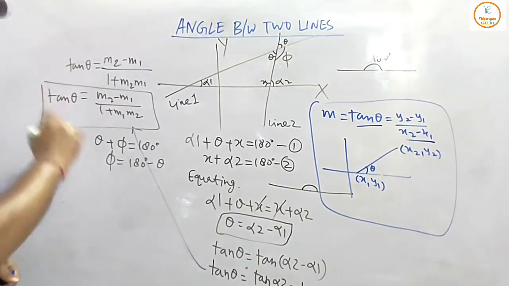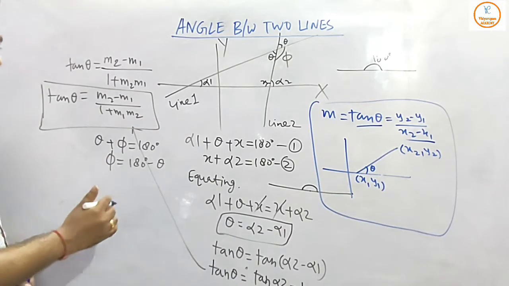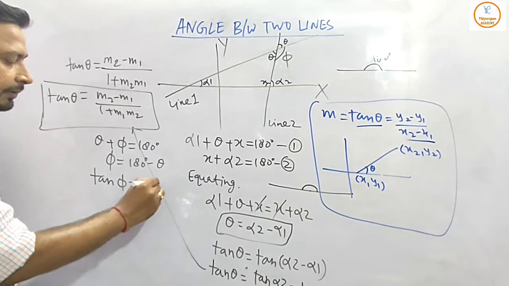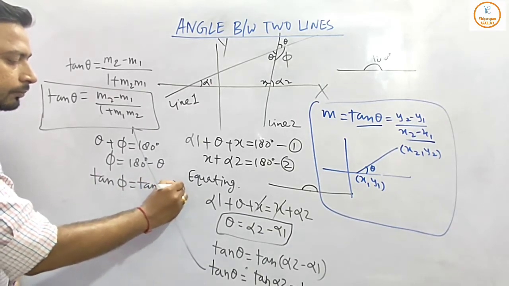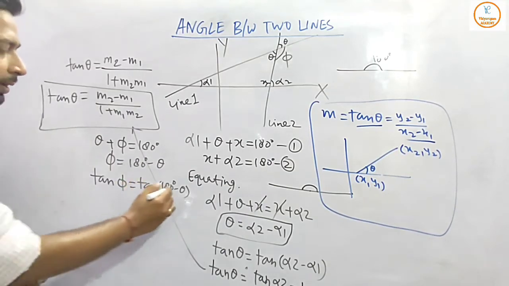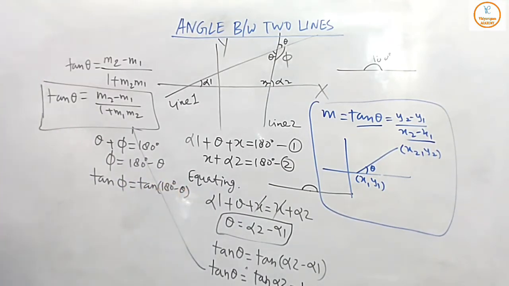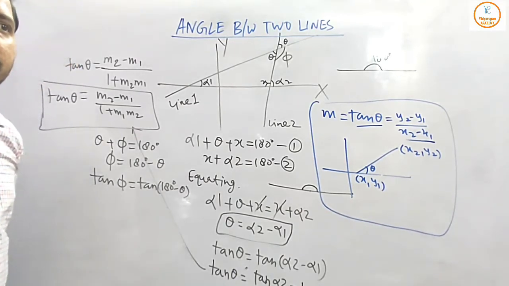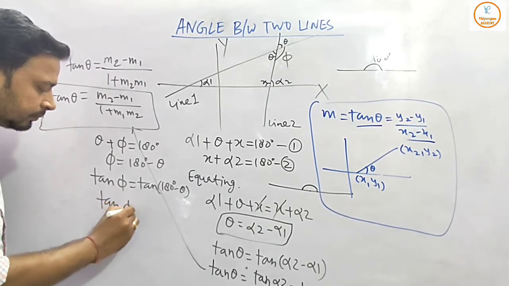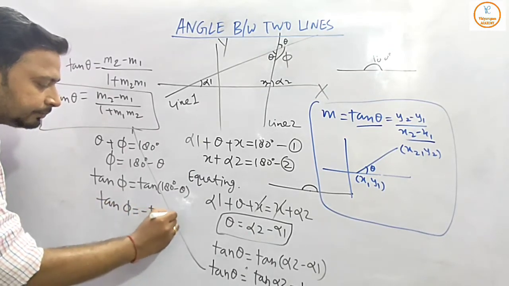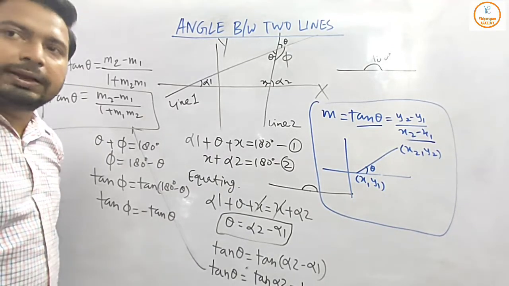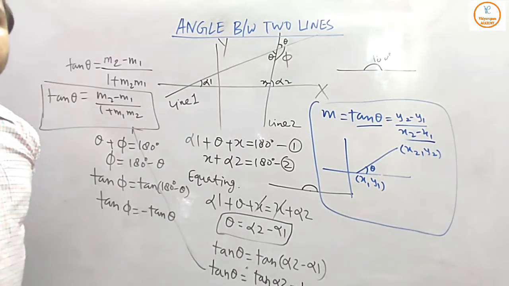Okay, so we will take tan on both the sides. So tan phi is equal to tan of 180 degrees minus theta. So what is tan of 180 degrees minus theta? It is actually minus tan theta. Tan of 180 degrees minus theta is minus tan theta. Remember it. So tan phi is equal to minus tan theta. Is it clear to you? Tan phi is equal to minus tan theta.